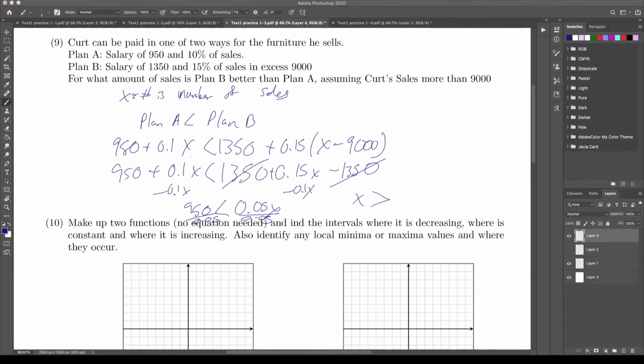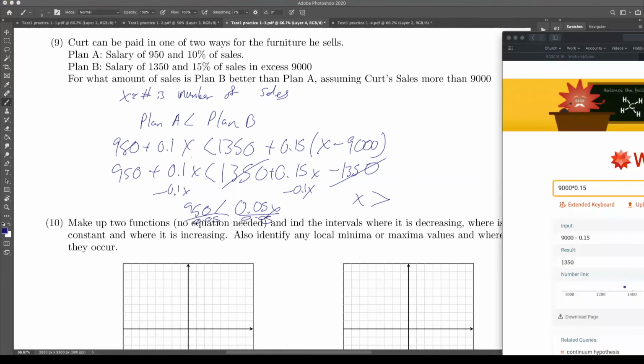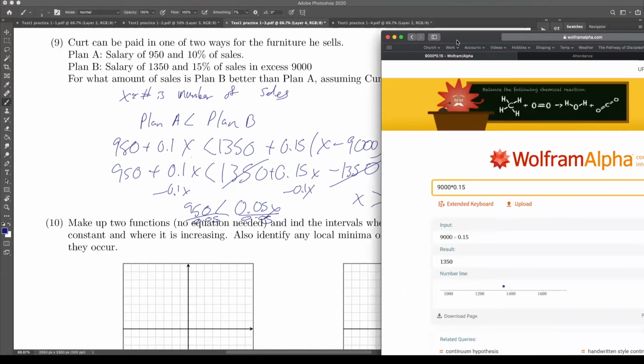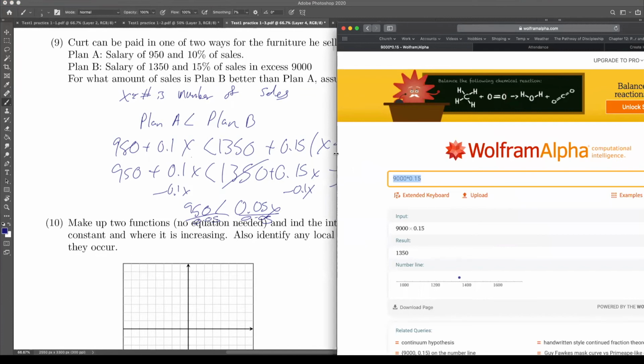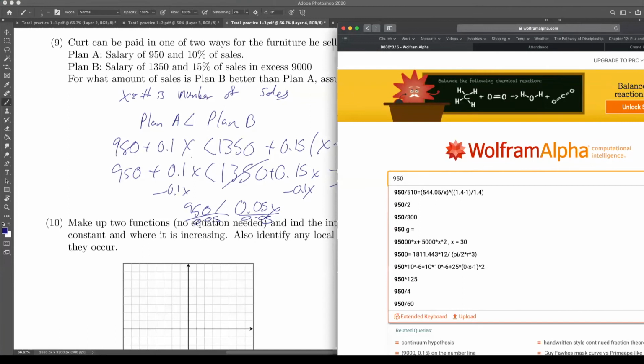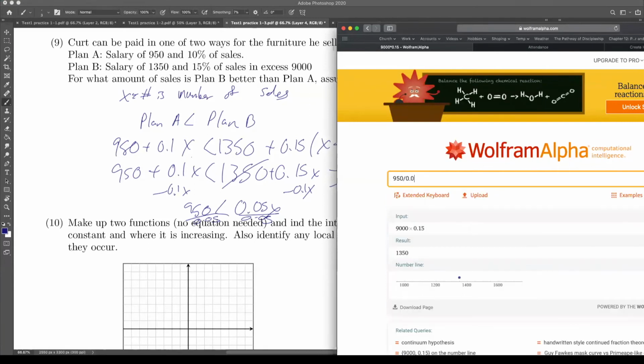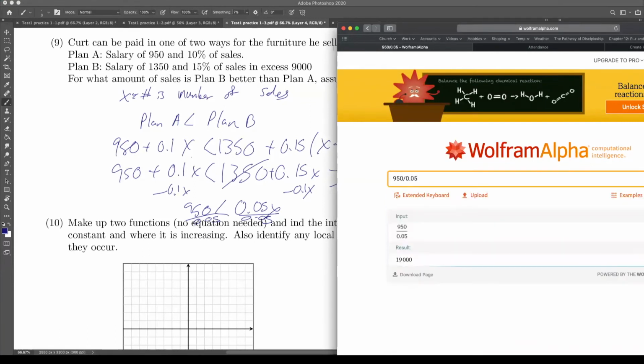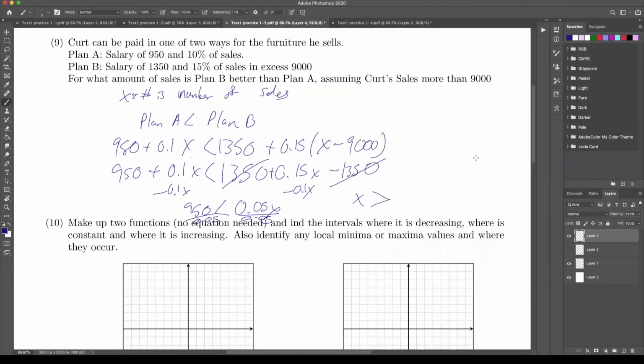Ooh, hold on, where'd it go? Hey, there we go. 950 divided by 0.05, and I get 19,000. Okay, so they need to sell in excess of 19,000 pieces of furniture. Okay. Now, can I just type this in straight away?